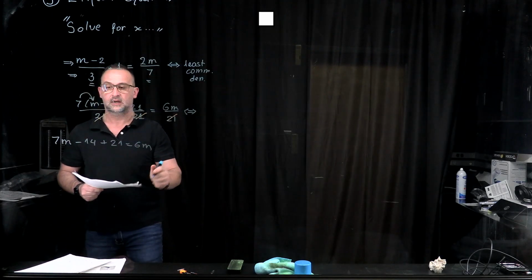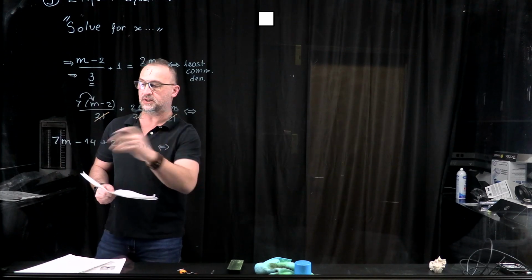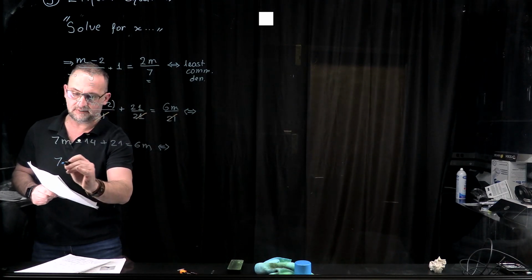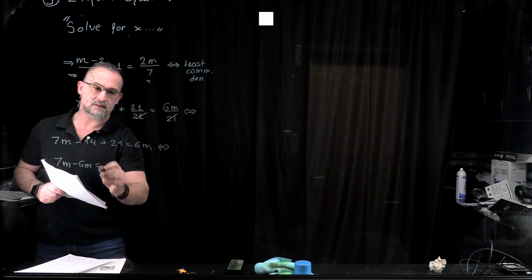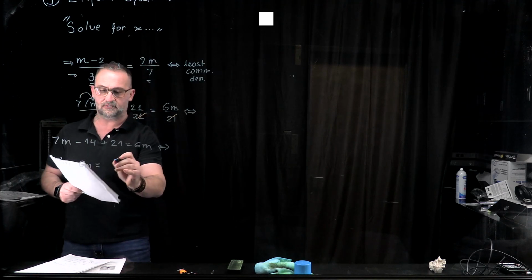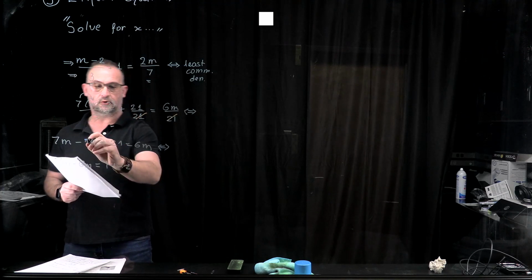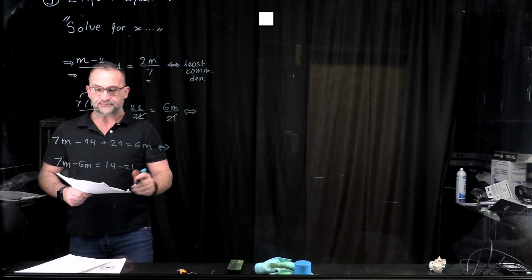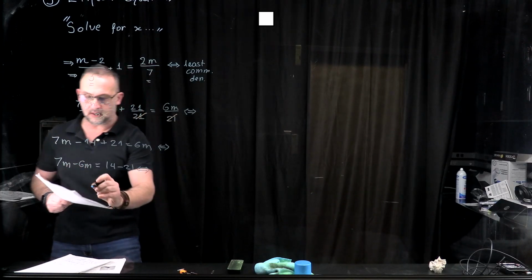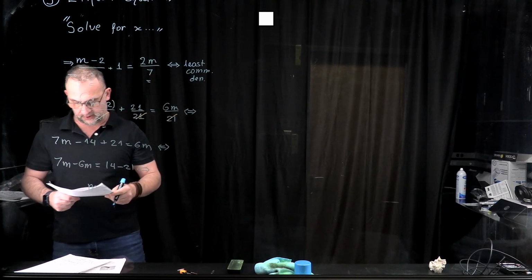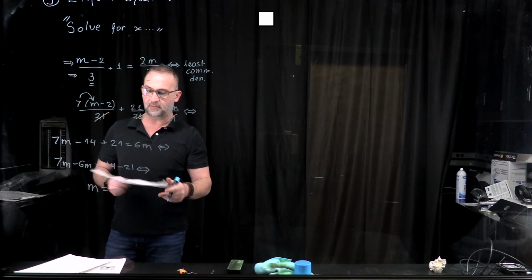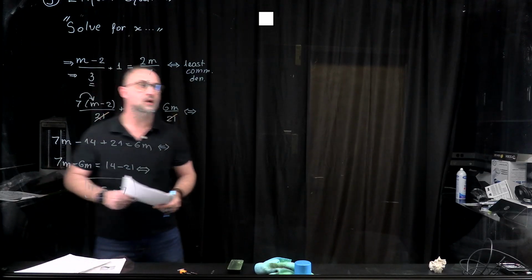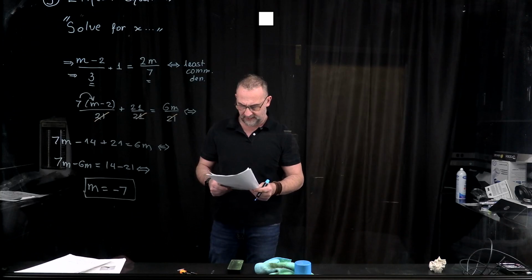And essentially, right now we're going to have on one side of the equation, usually the left, the m terms, so we get 7m minus 6m. And the same goes for the numbers, so we're going to have minus 14 plus 21 moved to the other side, where the 14 becomes plus, and the 21 becomes negative. And all that results into m, our unknown, is 14 minus 21, which is minus 7. It's always a good practice to box our result, so we can have it handy.